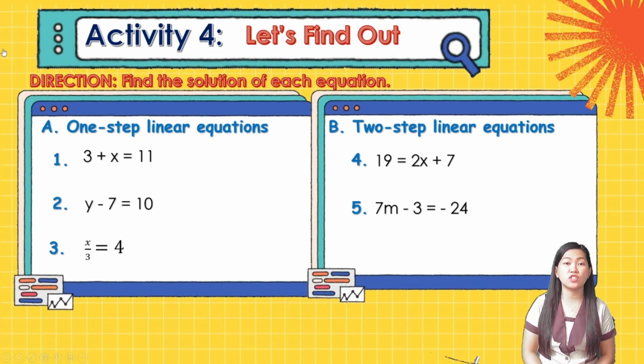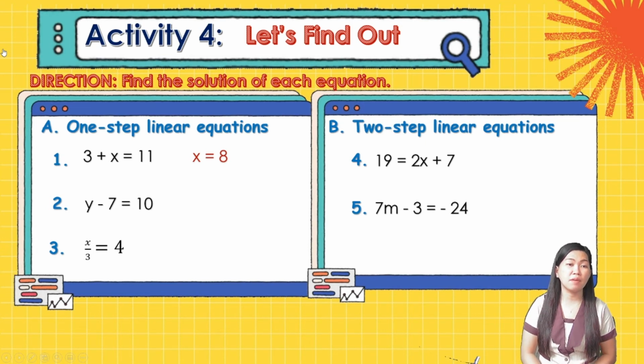So let us answer number 1. 3 plus x is equal to 11. So what is the inverse operation of addition? Yes, it's subtraction. That's why you need to deduct or subtract 3 from both sides. The value of x is 8.